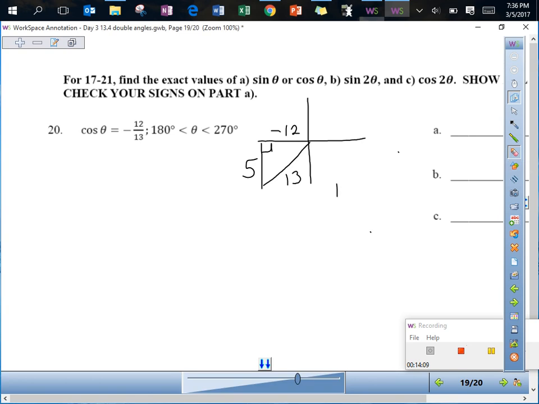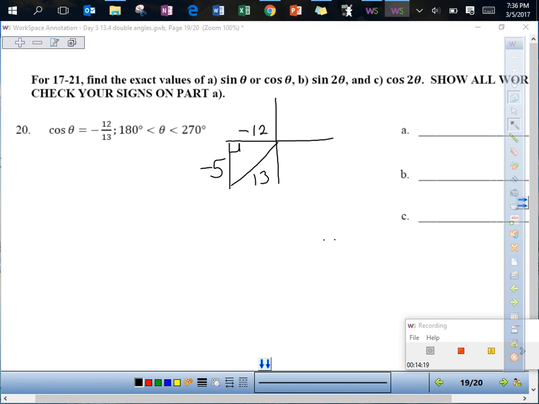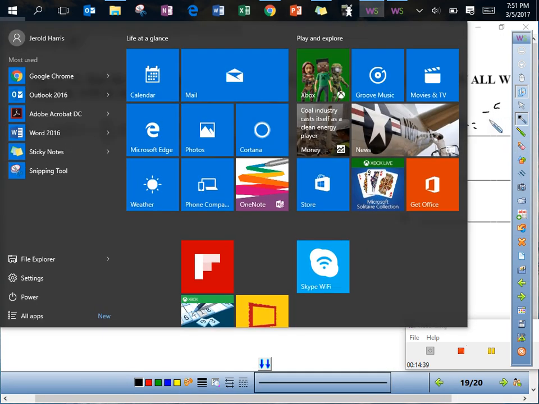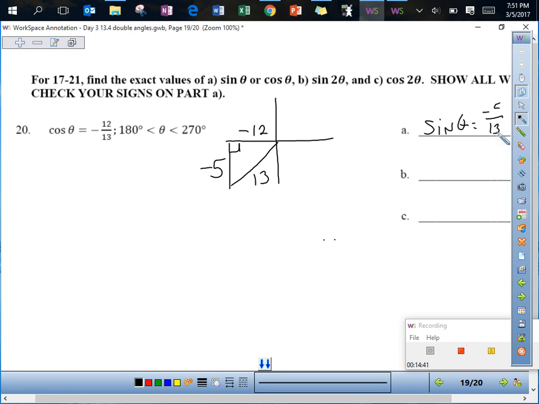Now, before I move on, make sure you don't mess up on these guys. Tell me something about that 5. It should be negative. Okay? So on part A, we're ready. I know that the sine of theta is going to be negative 5/13. And if you can't read that, that's negative 5/13. Now let's go to part B.